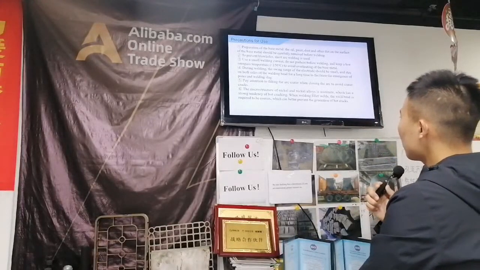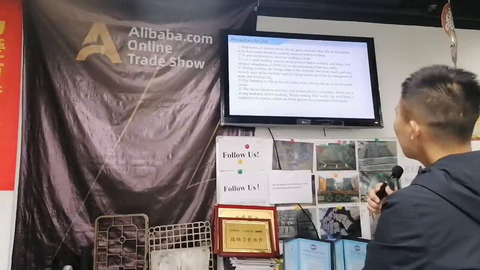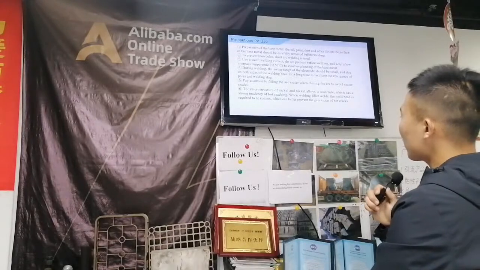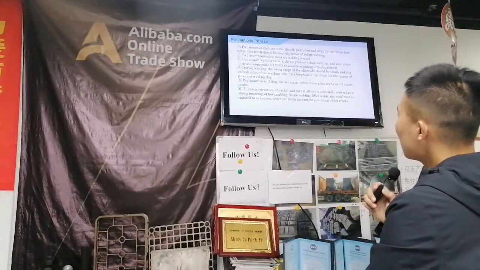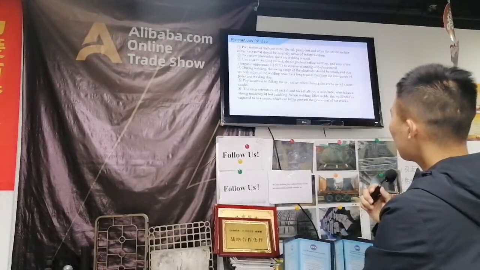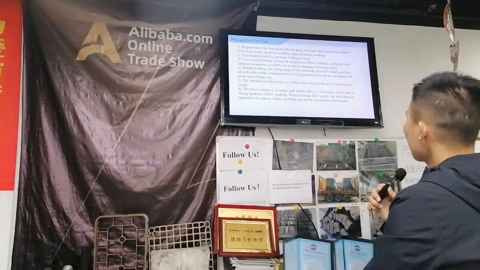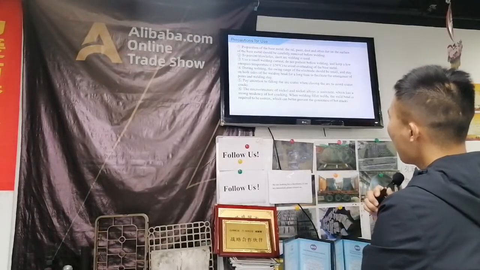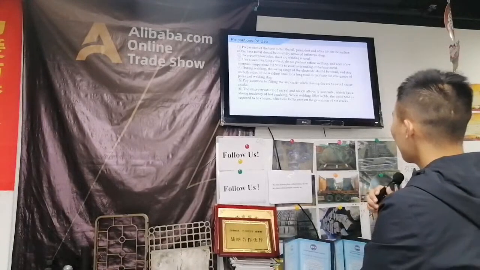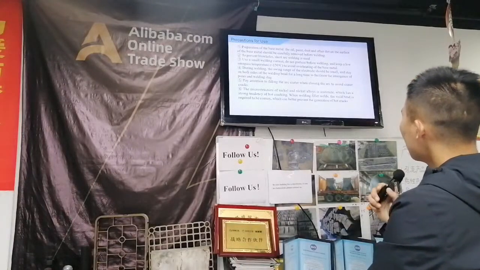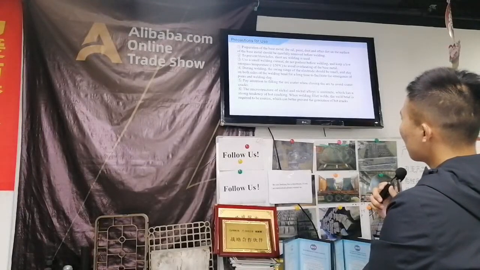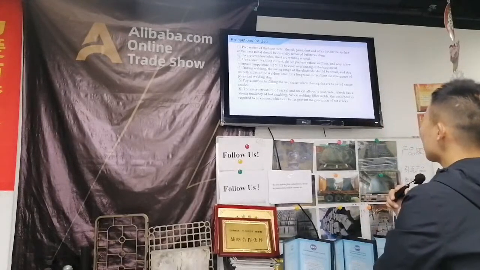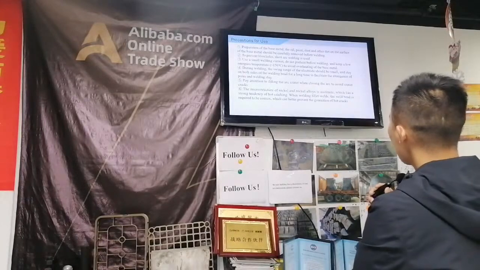5. Pay attention to filling the arc crater when closing the arc to avoid crater cracks. The microstructure of nickel and nickel alloys is austenite, which has a strong tendency of hot cracking. When welding, the weld is required to be convex, which can better prevent the generation of hot cracks.